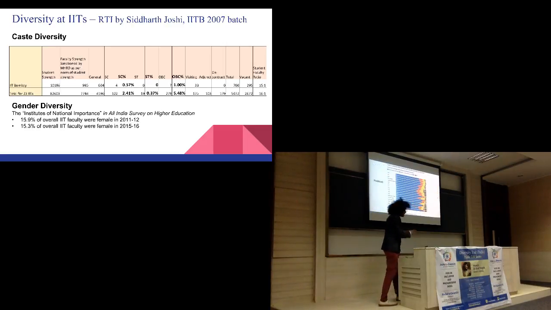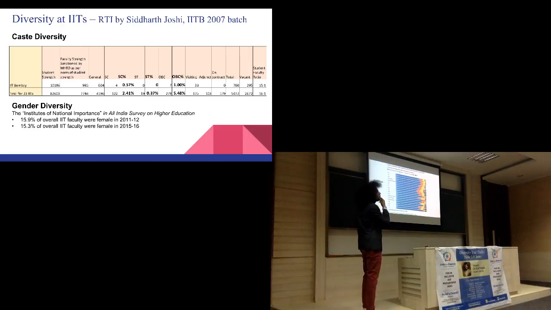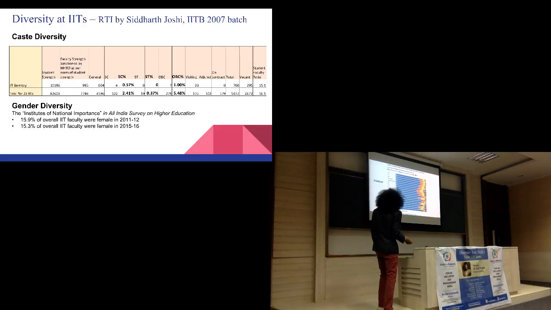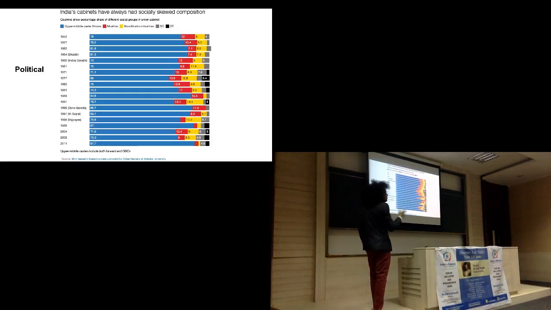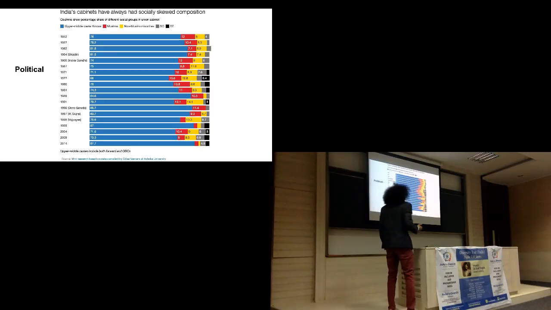But then again, when we talk about this, and this is compiled by Mint, and I just got this on the screen, India's cabinet has always had a socially skewed composition, that's what the title says. It goes from 1952, since we had the first general elections, up until 2014, the representation in the cabinets, the important positions, the privileges and the positions of power. I mean, if you see, this is very disturbing.